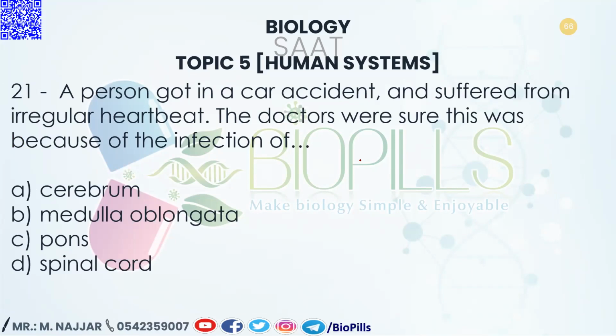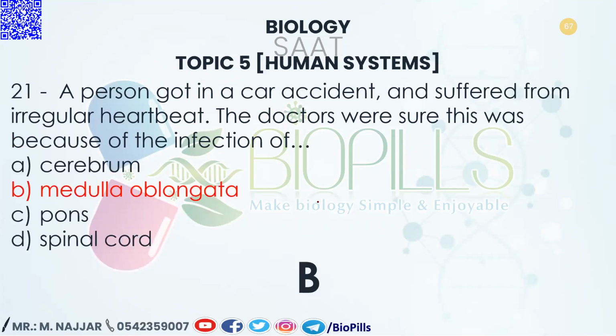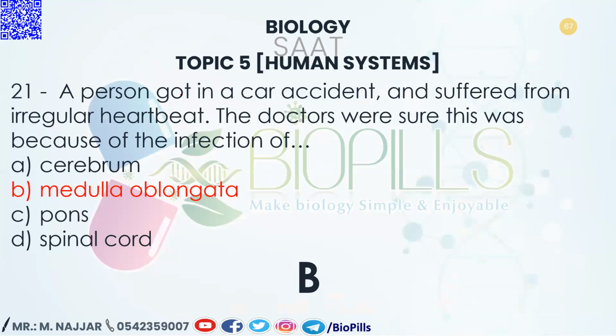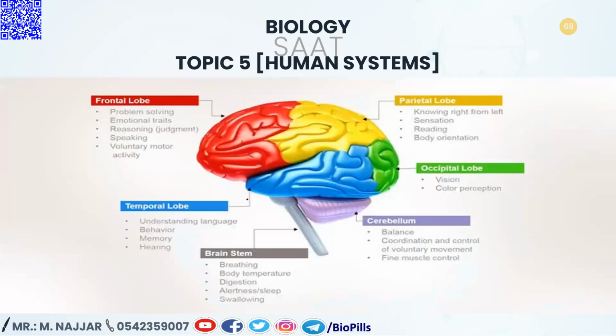Question number 21. A person got in a car accident and suffered from irregular heartbeat. The doctors were sure this was because of the infection of A, cerebrum, B, medulla oblongata, C, pons, D, spinal cord. Exactly, the answer is B, medulla oblongata, because as you know, the heartbeat is regulated by the medulla oblongata, this part.